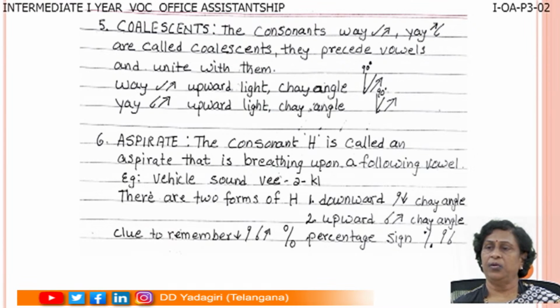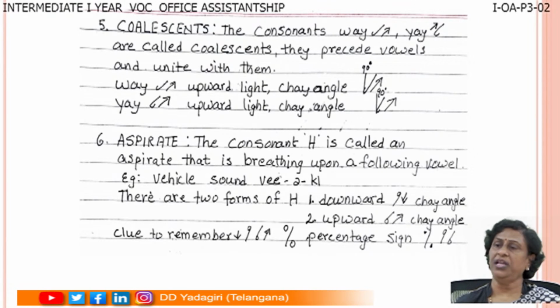Here I've got a word example for you: vehicle. Actually, H is there in this word, but when you are pronouncing the word vehicle, you are breathing upon the H sound. You're not pronouncing that sound. You don't say vehicle with a hard H. I bought a vehicle. It is only vehicle. Follow? So that is aspirate. That is breathing upon the following vowel.